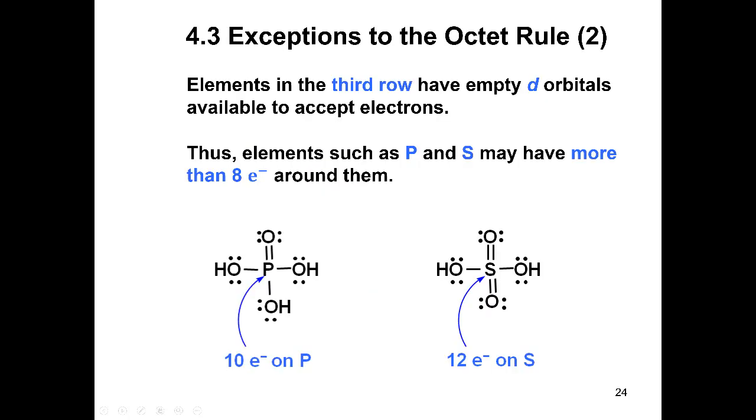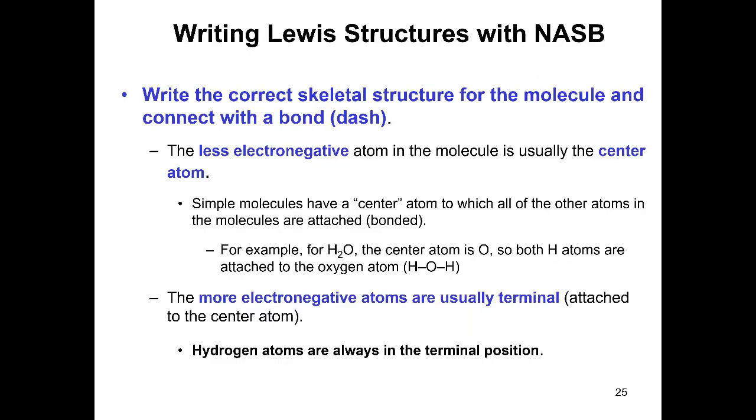Elements in the third row have an empty d orbital, and so they can accept some electrons in certain circumstances. And so elements like phosphorus and sulfur can have more than an octet. Now they don't have to, but they can. What we'll see when we look at the NASB method, which helps us figure this out, is that you can always put greater than an octet on the central atom if you have electrons left over. And so I'm going to show you how to do this NASB method that I've been talking about.